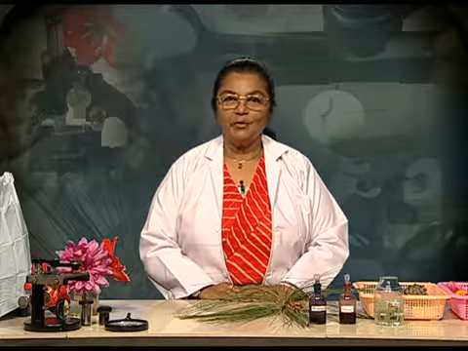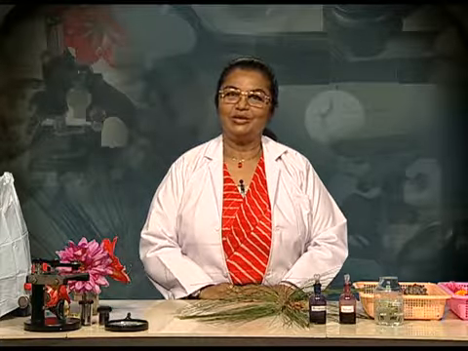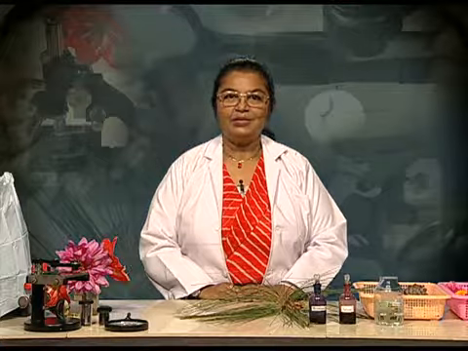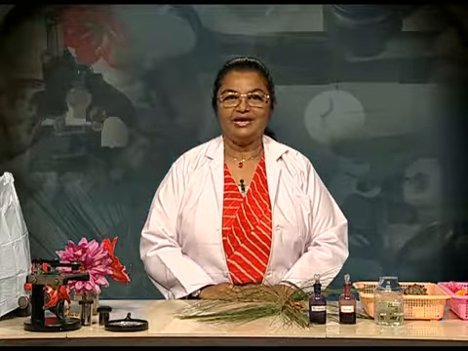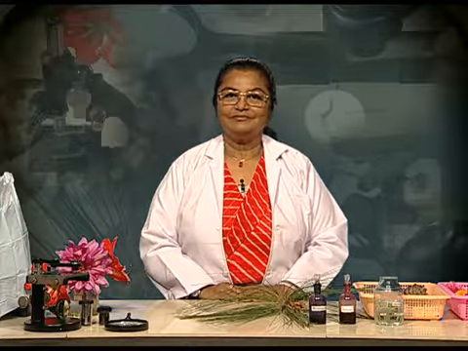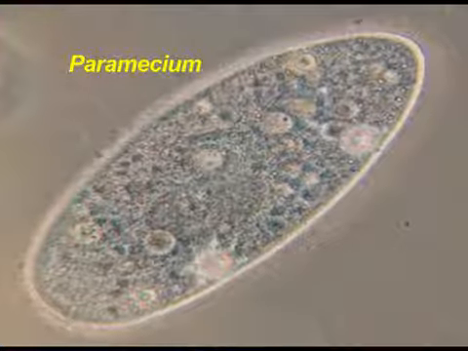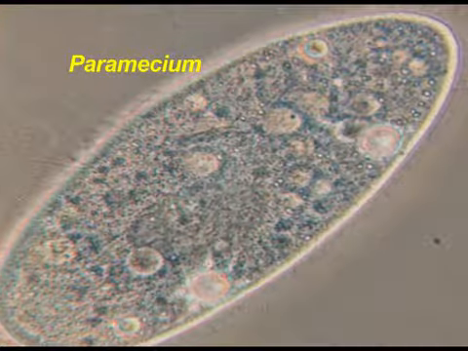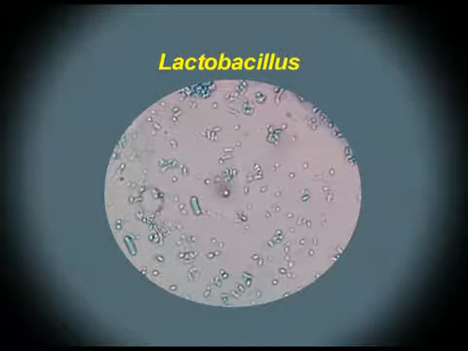So, before we begin, let us take a look at some of the microorganisms and minute structures that we are familiar with. The first one, you can see paramecium moving in pond water. Lactobacillus, a rod-shaped bacteria that is used for making curd.